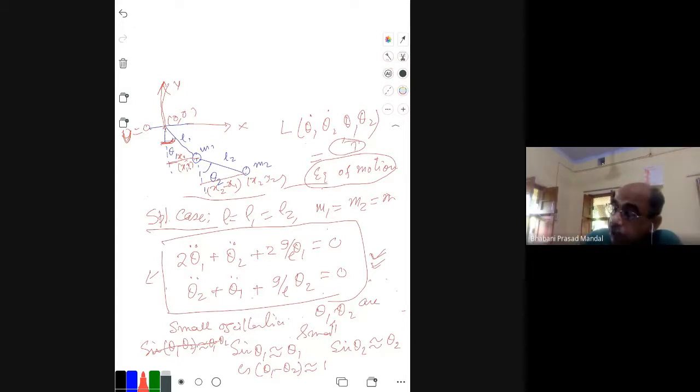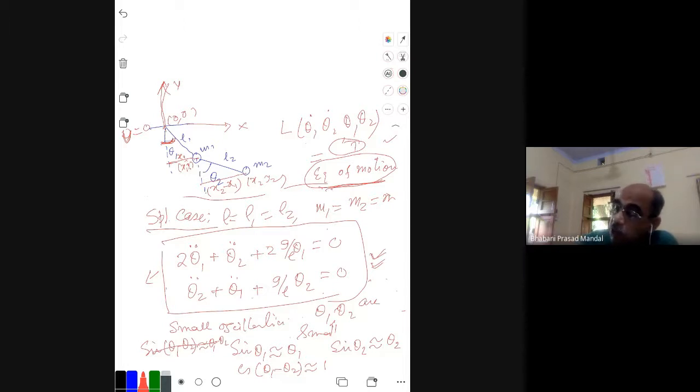I said that this solution I will discuss later. This you can do yourself: take the derivatives of x1, x2 and the x derivatives, and then you substitute. Then the equation of motion is also the Euler-Lagrange equation, a simple differentiation you can find. Then the equation you can find.